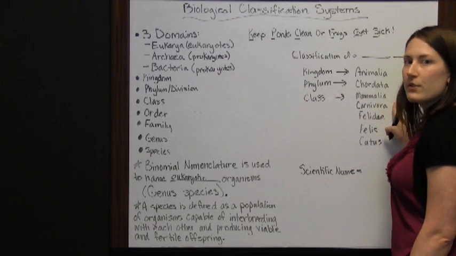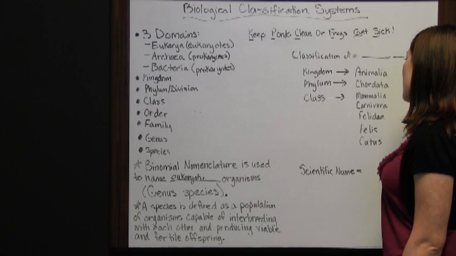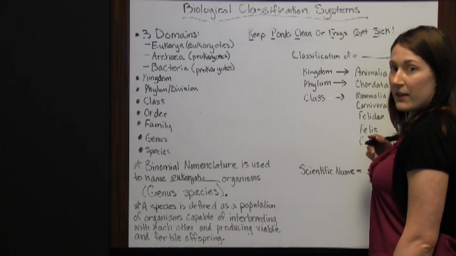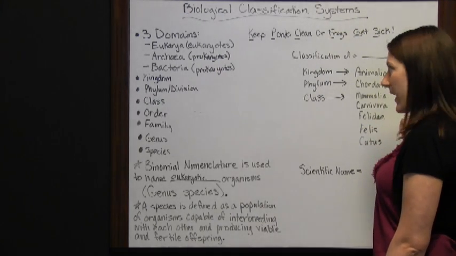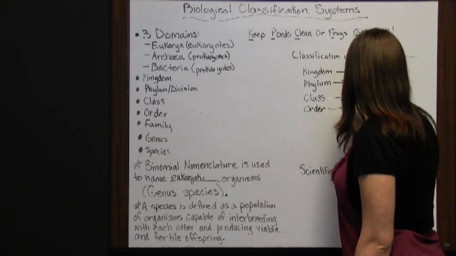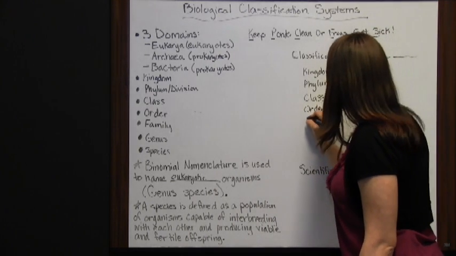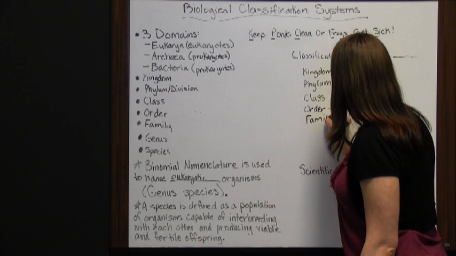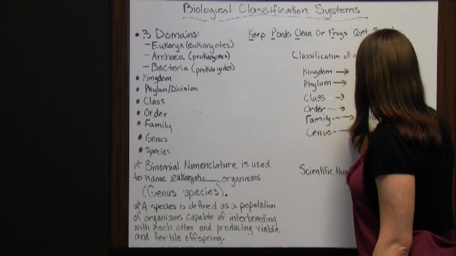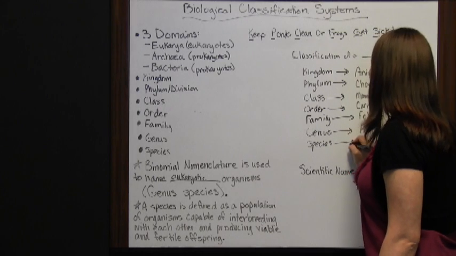Next we've got our class, Mammalia, which is going to be all mammals, all organisms that are able to produce milk for their young and give birth to live young in most situations. We have a couple of egg-laying mammals. And then you've got your order, Carnivora, which is going to be carnivores, animals that can eat meat. Family is Felidae. Genus is Felis. And species is catus.